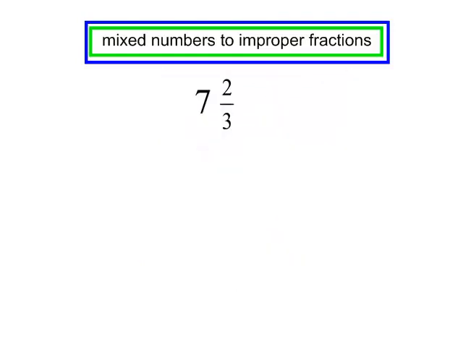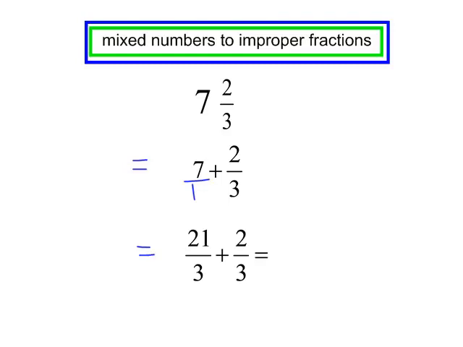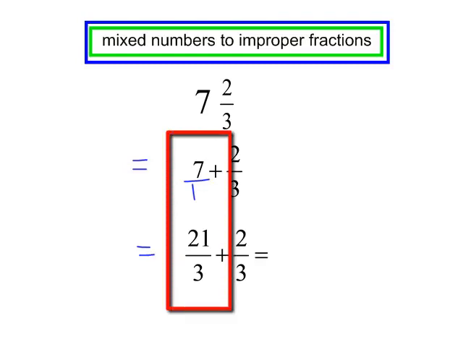Let's try another one. We have the mixed number 7 2/3. This is equal to the whole number 7 plus 2/3. And this whole number can also be expressed as 7 over 1. I can get a common denominator. Between 1 and 3, that denominator will be 3. And 21 divided by 3 is equivalent to 7.